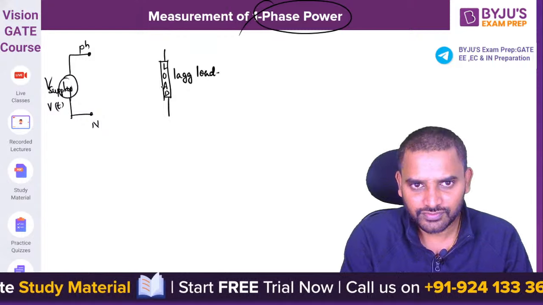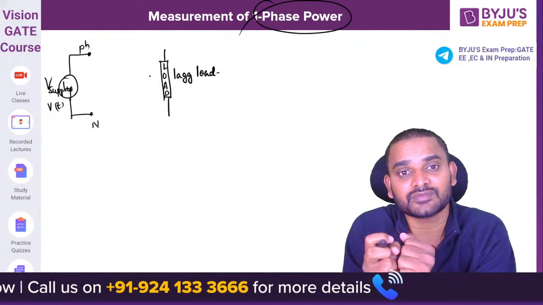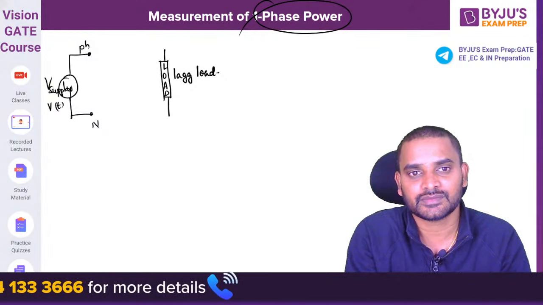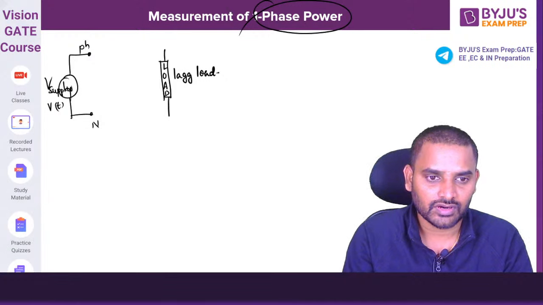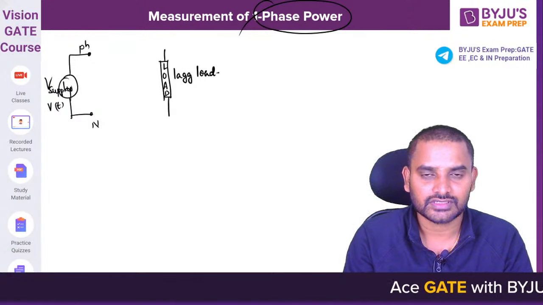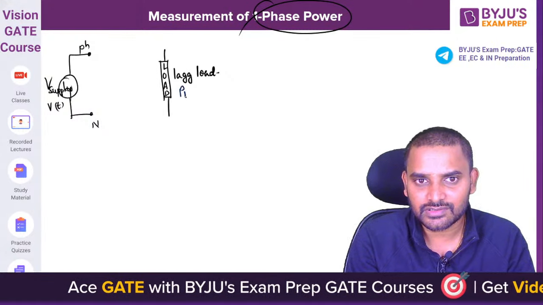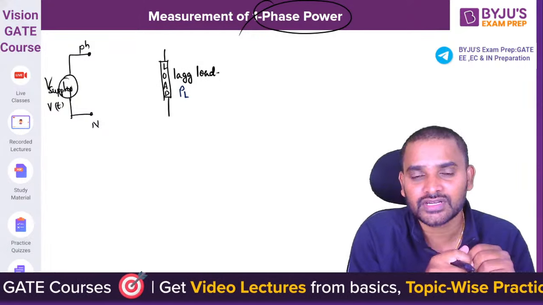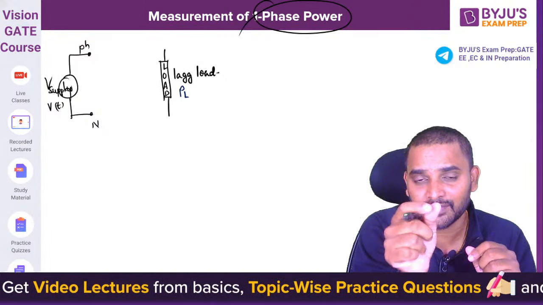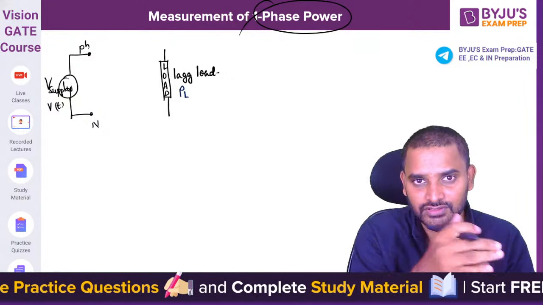Now for this load, I just wanted to measure what is the power consumption by this load. If you want to measure the power consumption by this load, you need to place a voltmeter to measure the voltage across the load, and you need to place an ammeter to measure the load current which is flowing through the load.